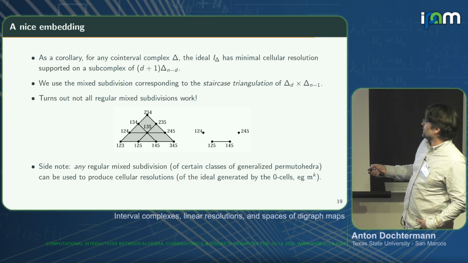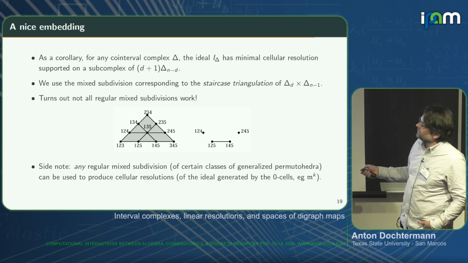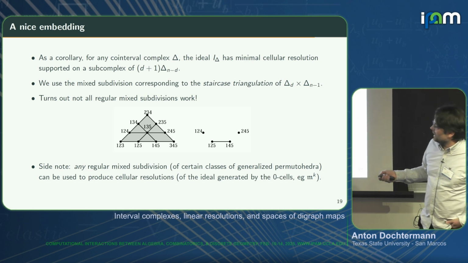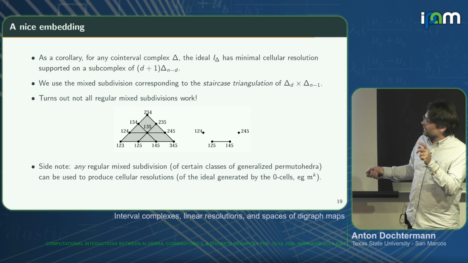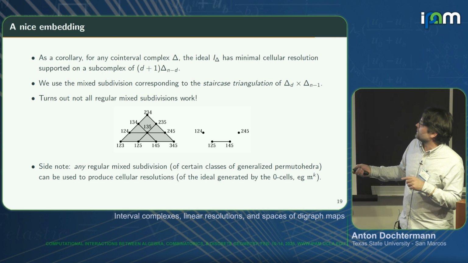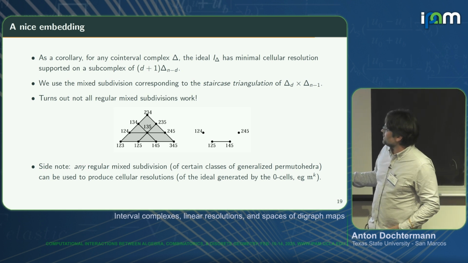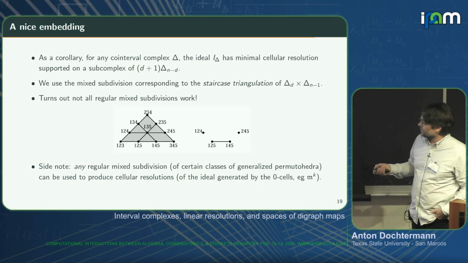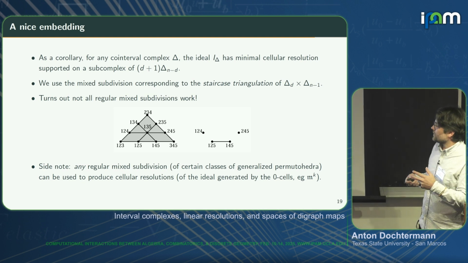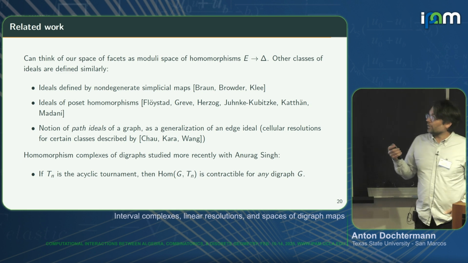So here's an example I won't really explain. This is a particular downset. This is a mixed subdivision of a 3 times dilated triangle. Turns out that won't work. But as a side note, I just want to advertise some other work: if you take any regular mixed subdivision, it doesn't even have to be fine, and it doesn't even have to be a sum of top dimensional simplices. You can take sums of simplices of different dimensions, these are certain kinds of generalized permutohedra that Federico talked about, and you can actually get cellular resolutions of different kinds of ideals there. If you like mixed subdivisions and resolutions, then there's more to say there. And then, okay, some related work.